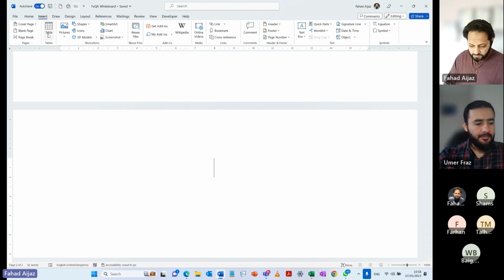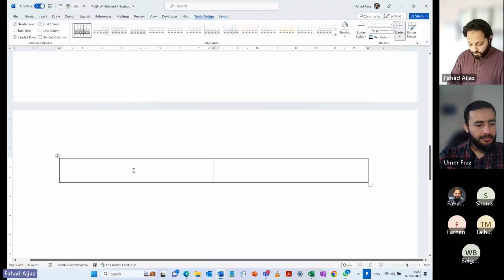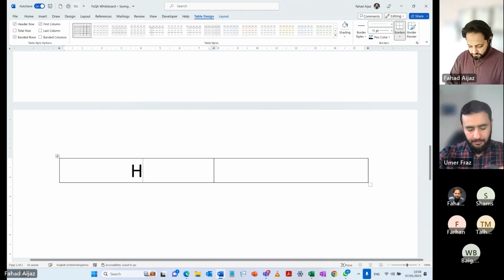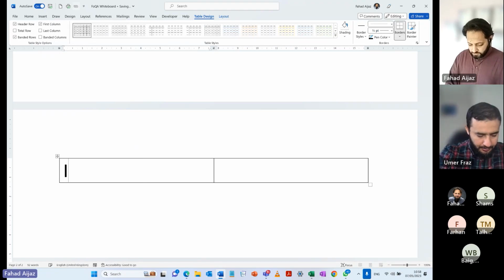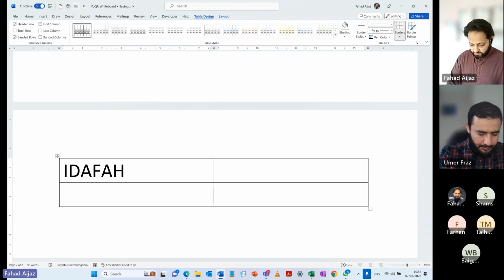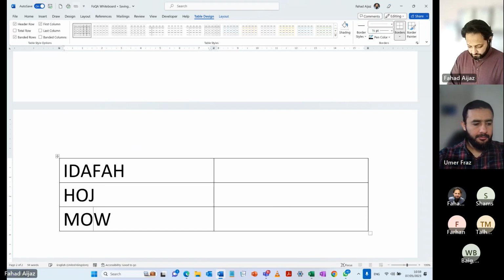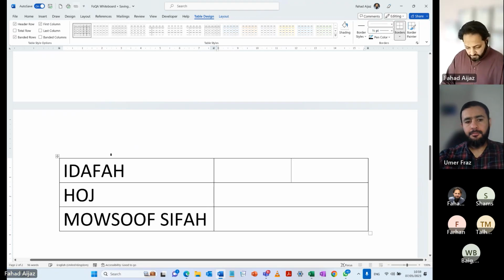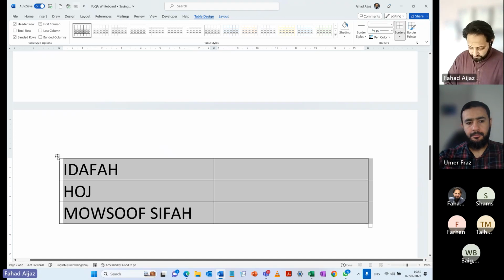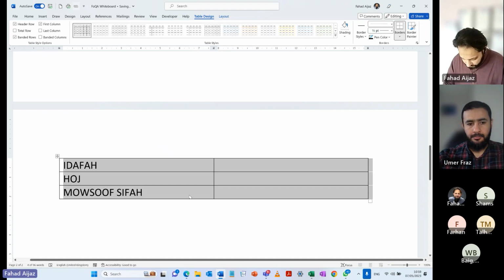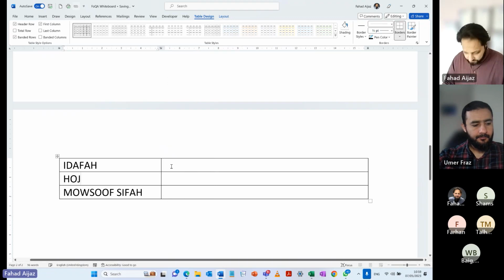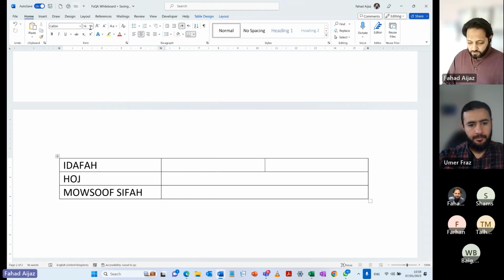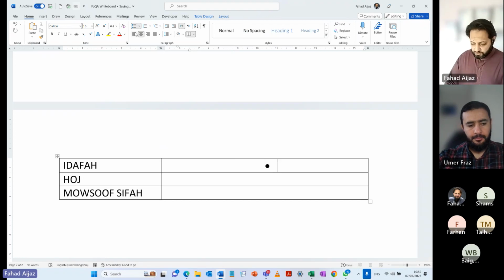Let's quickly do it in a table form. What we have done is idafa, harf of nasr, harf of jar, and mawsuf sifa. These three fragments we have done so far. So we are going to try to construct a summary of each of them very quickly, so you have a clear picture, with key points for each of them. Okay. So harf idafa is about of relationship.